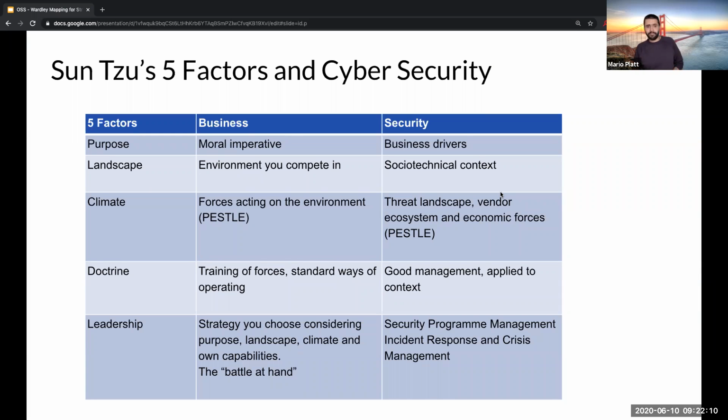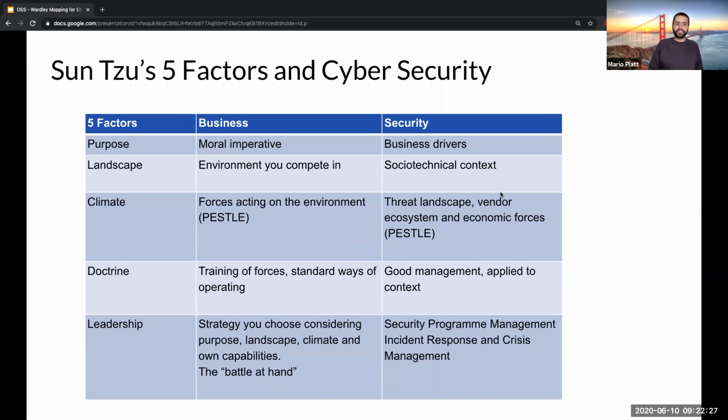Doctrine in business and military is about the training of forces in the standard modes of operating. So it's what and how we do things. Applying this to security, I leave it exactly as is, right? It's essentially about good management applied to the context that we're operating in.